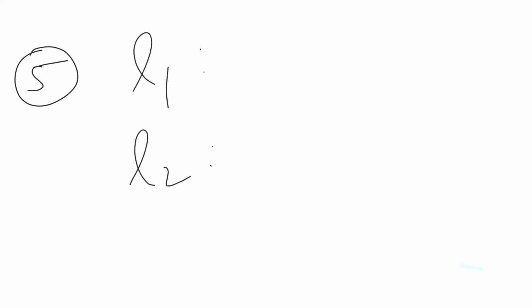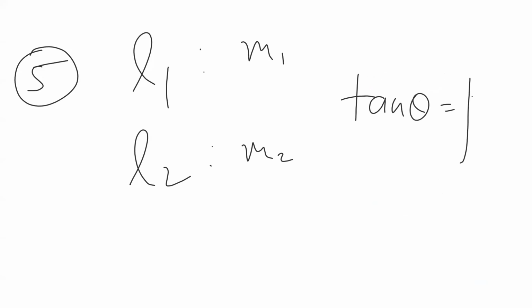Any other way of calculating the slope, if you know, you can definitely do that. And then apply this formula. Tan theta is equal to modulus of m1 minus m2 over 1 plus m1 m2. So these things we have done. Question number 5 and 6, will not solve it separately.